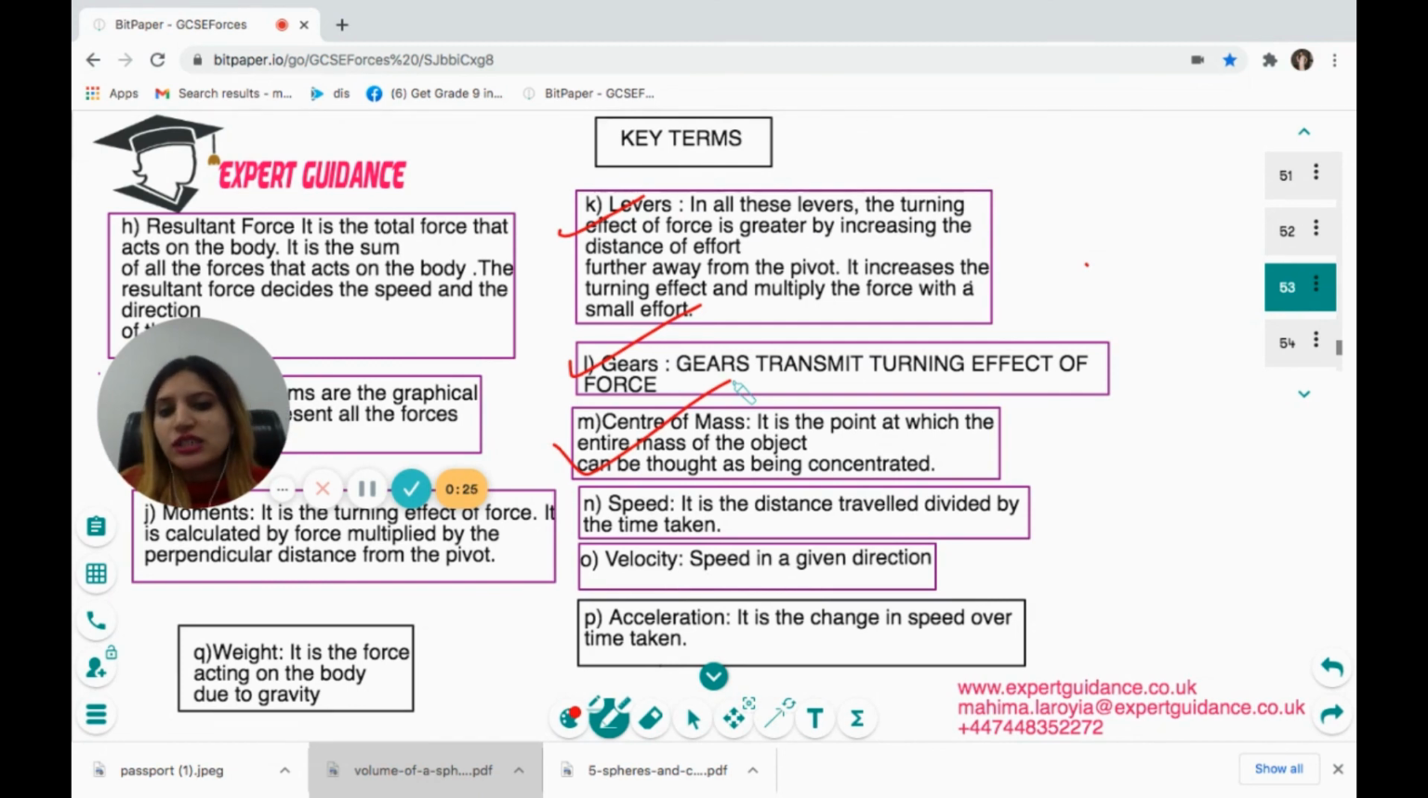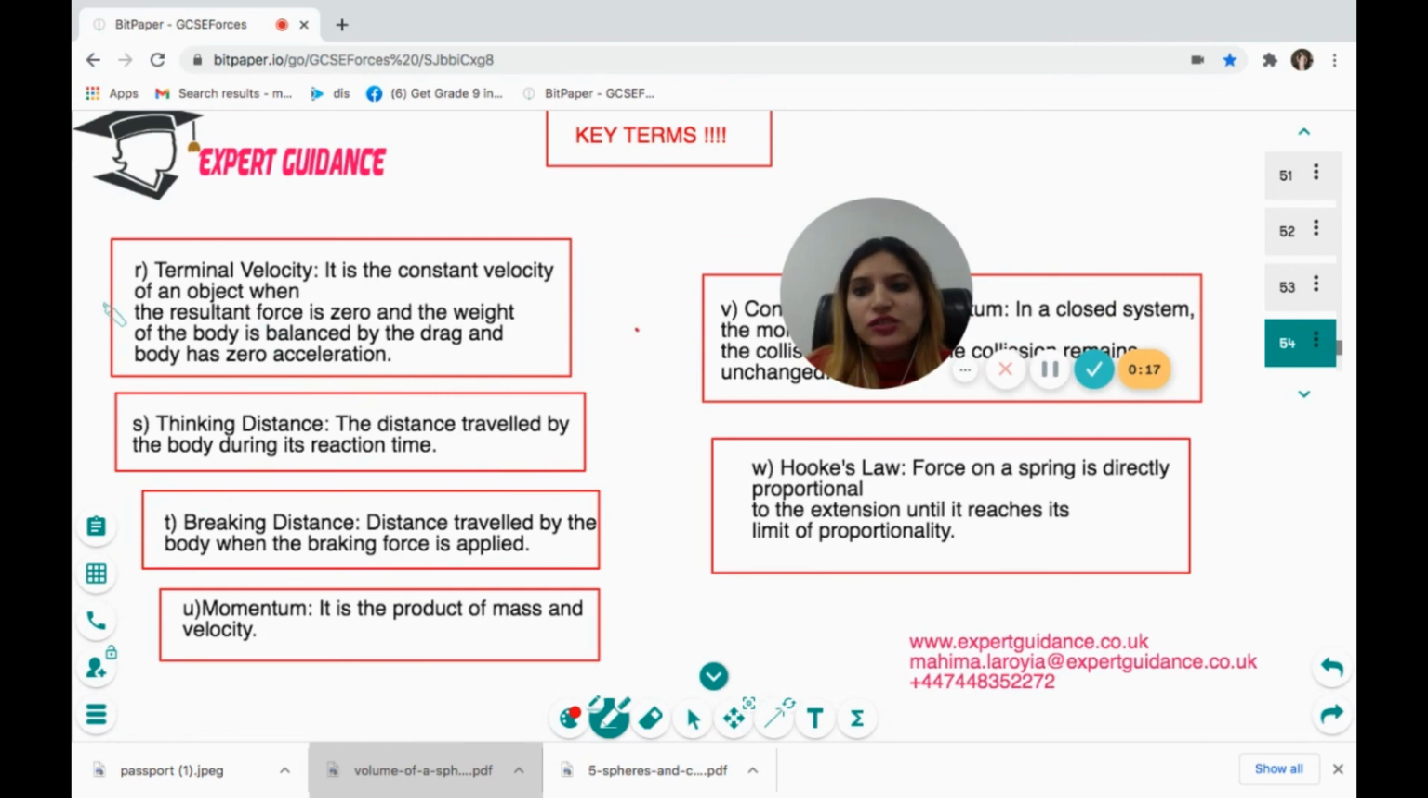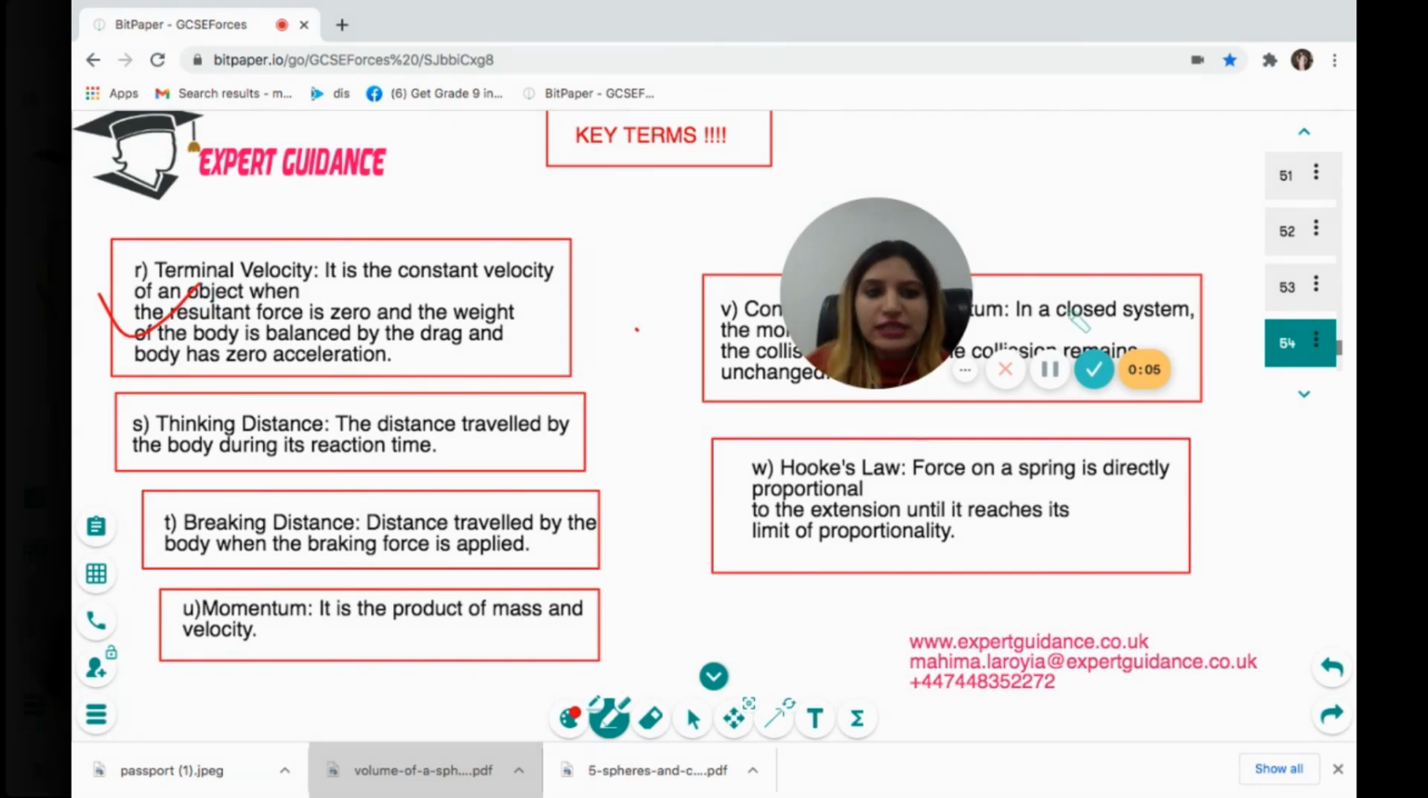Speed is distance over time. Velocity is speed in a given direction. And acceleration is change of speed over time. Terminal velocity is the constant velocity of an object when the resultant force is zero and the weight of the body is balanced by the drag, and the body has zero acceleration. Thinking distance is the distance traveled by the body during its reaction time.